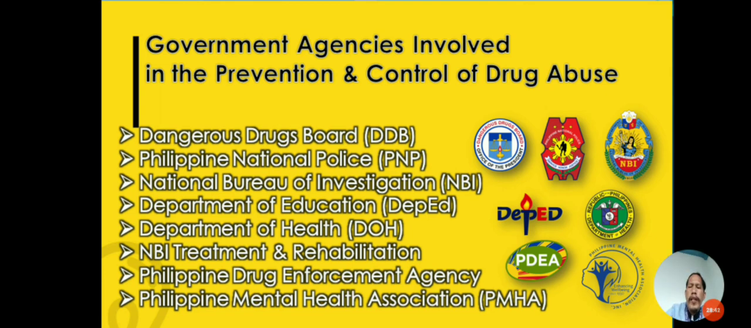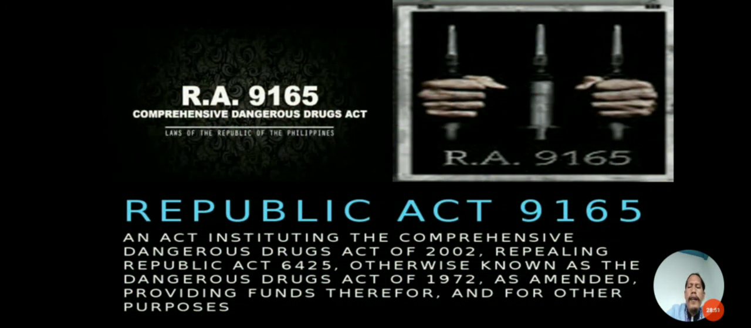So, the Philippine government imposed steep penalties on drug pushers and drug traffickers as mandated by RA 9165, the Comprehensive Dangerous Drugs Act of 2002. Republic Act 9165, an act instituting the Comprehensive Dangerous Drugs Act of 2002, repealing Republic Act 6425, otherwise known as the Dangerous Drugs Act of 1972, as amended, providing funds therefor and for other purposes.